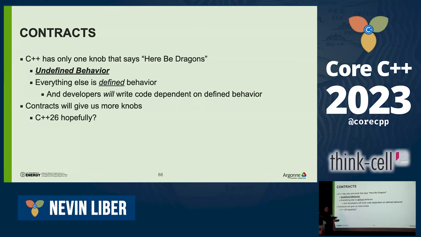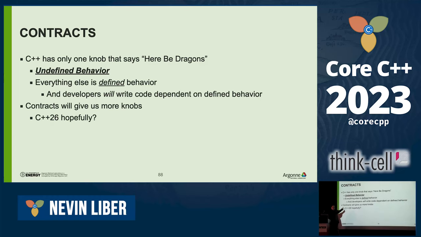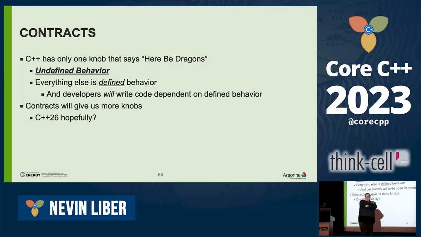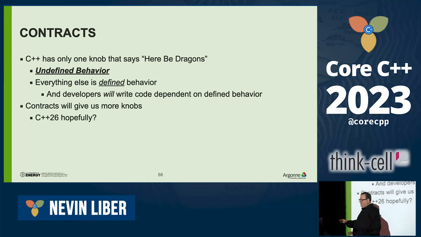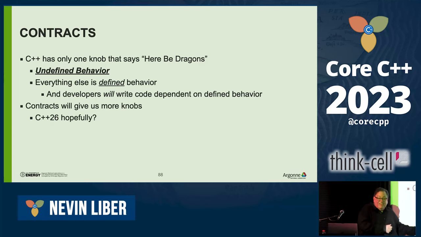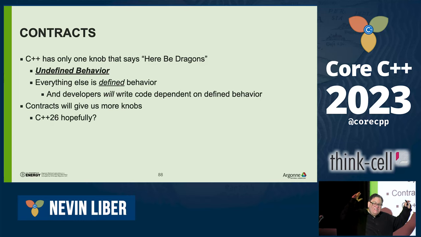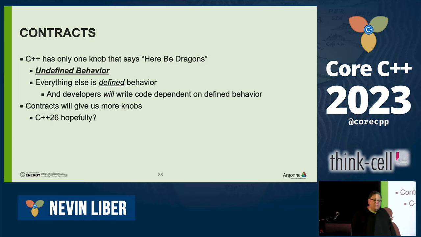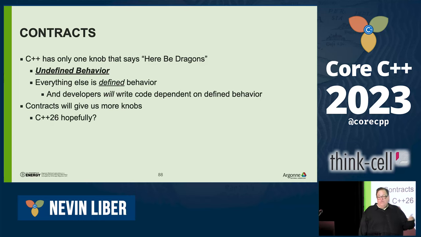I'll give my one slide sidebar on contracts, right? We kind of only have one knob that says, here be dragons, don't go there, and that's undefined behavior. And everything else is defined behavior. This is my view. You'll hear terms like soft undefined behavior and library undefined behavior. I do not agree with that viewpoint, because if you're defining things, by definition you're defining it, it's got something. But contracts will give us more knobs, hopefully in 26.